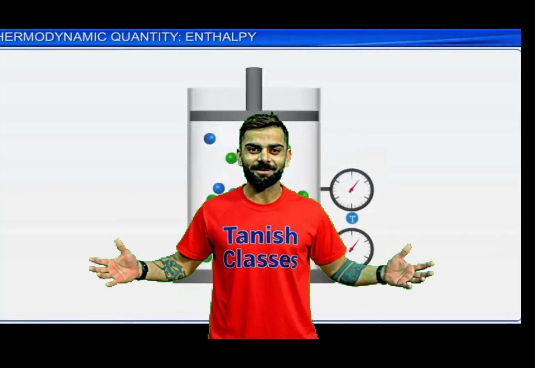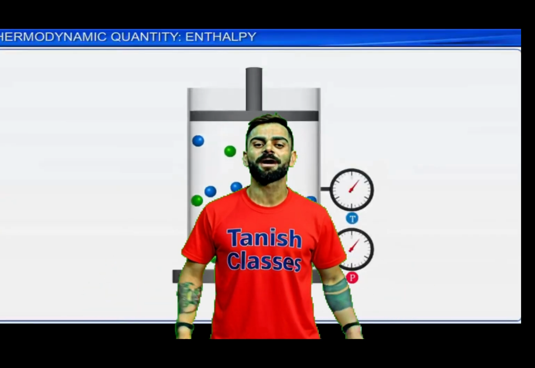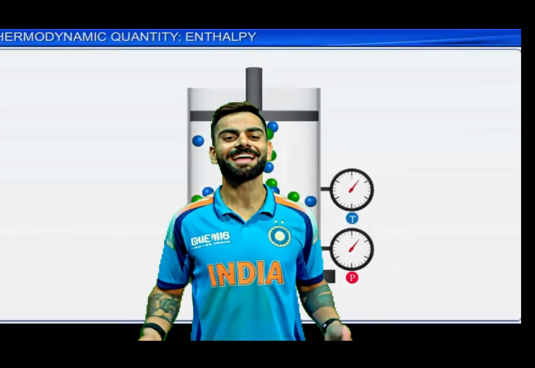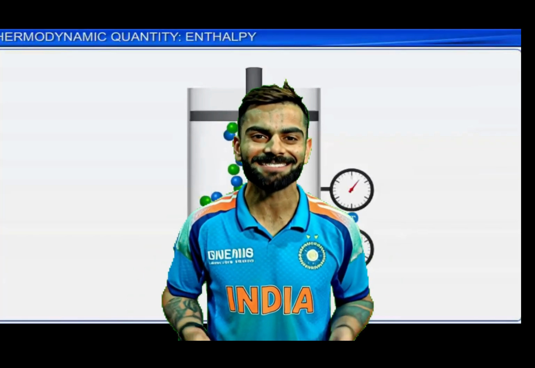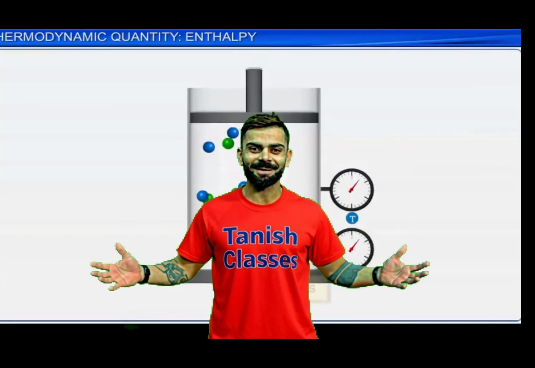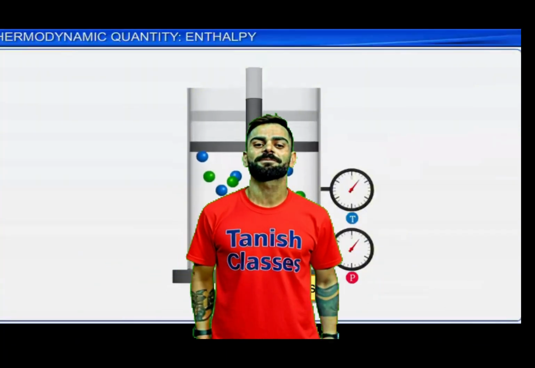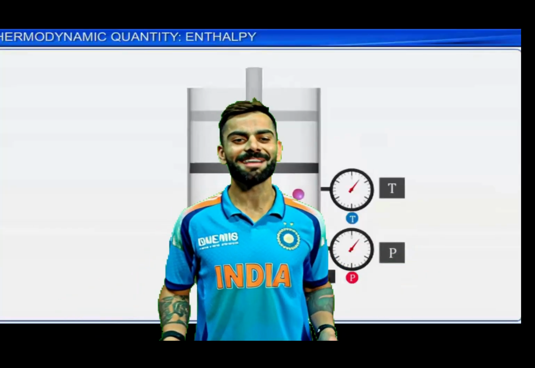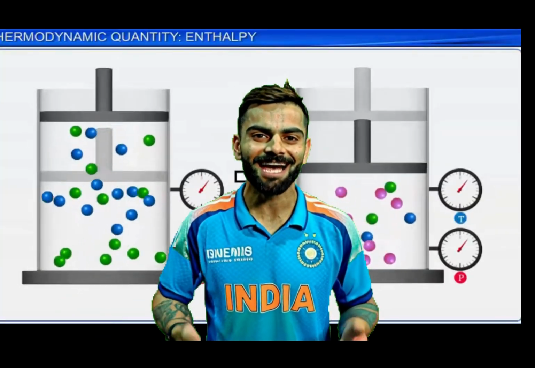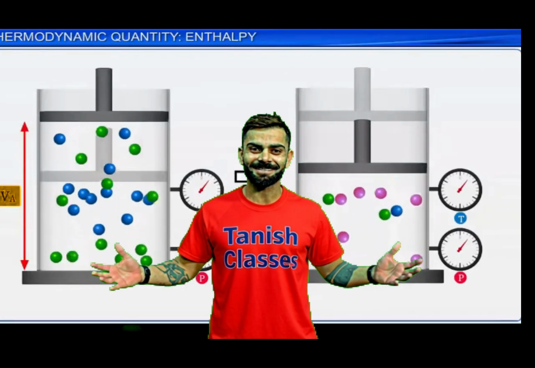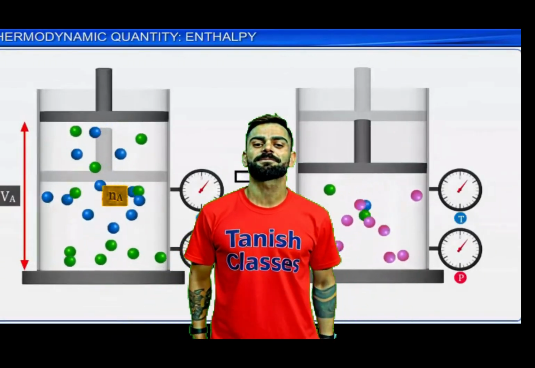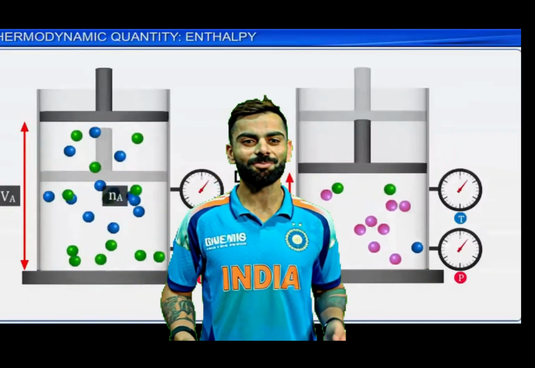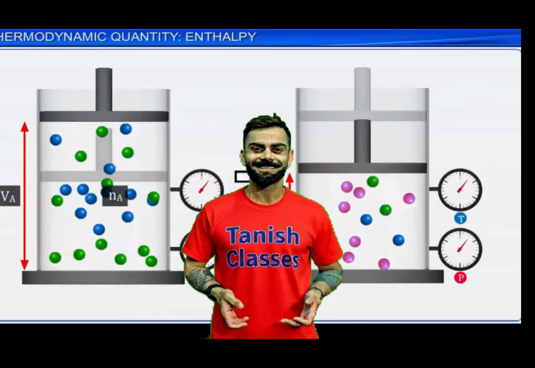The difference between the change in internal energy and enthalpy becomes significant when gases are involved in the reaction. Let's consider a chemical reaction occurring at constant temperature, T, and constant pressure, P. Now, let's say that the volume of the reactants is VA and the number of moles in the reactants is NA. Similarly, the volume of the products is VB and the number of moles in the product is NB.